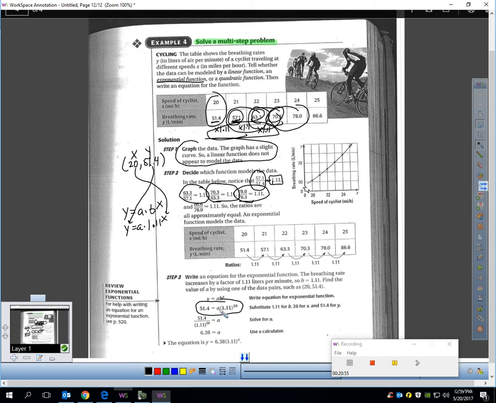All right, so to solve for a, all I have to do is divide each side by 1.11 to the 20th power, which you see here, and that calculation will tell me a. So if I take 51.4 divided by 1.11 to the 20th power, my a value is about 6.38. So my equation would be y equals, you can see it here, 6.38 for a times 1.11 to the x power.